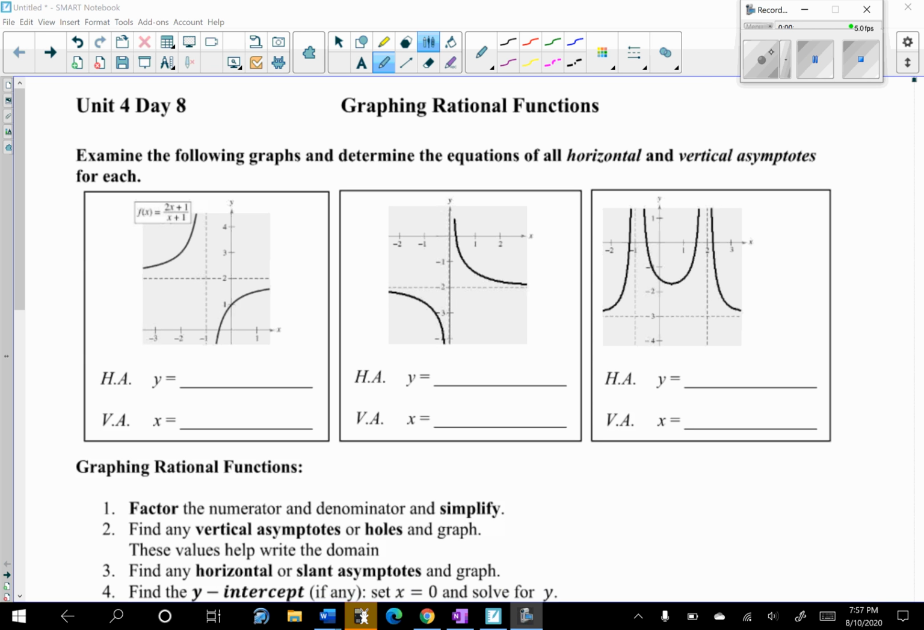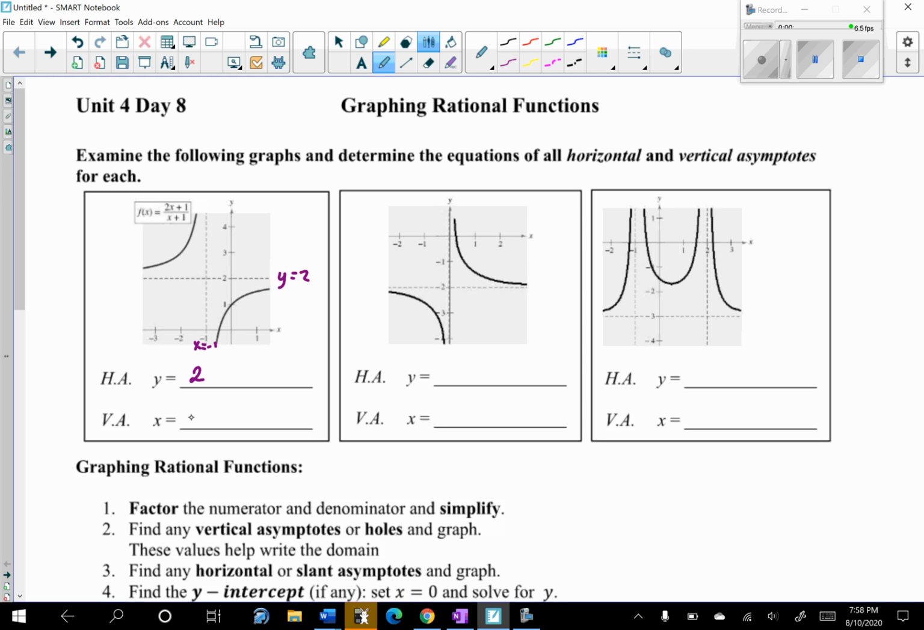Today we're going to talk about graphing rational functions. It says examine the following graphs and determine the equations of all horizontal and vertical asymptotes for each. If we look at this first graph, we can see we have a horizontal asymptote right here at y equals 2, and we have a vertical asymptote right here at x equals -1.